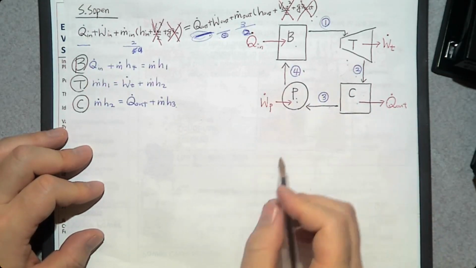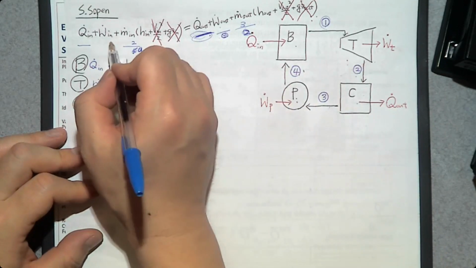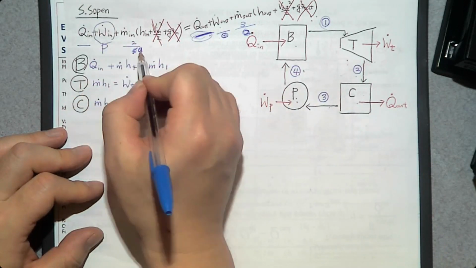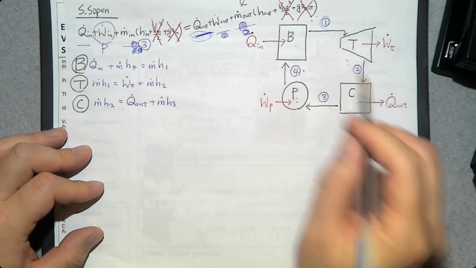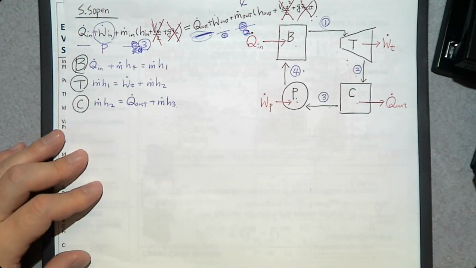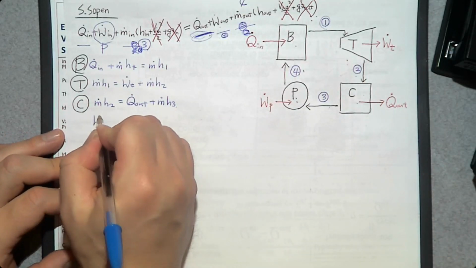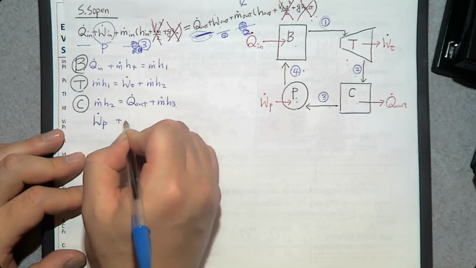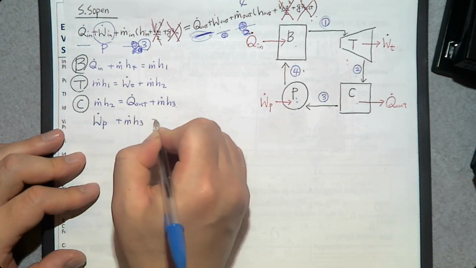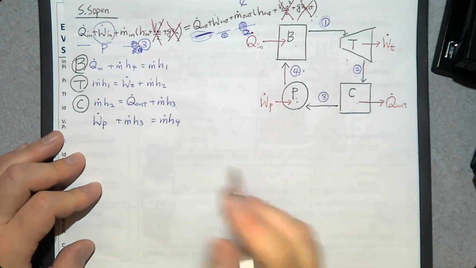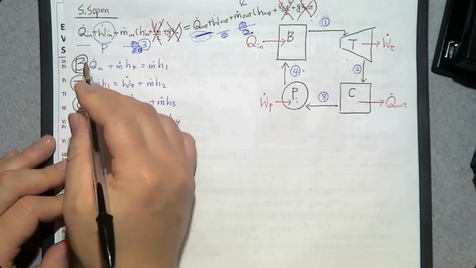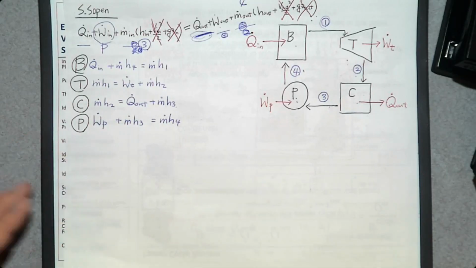Then this pump, we have W dot in, which is pump. The inlet is number 3. The exit is number 4. So this one is W dot P plus m dot H3 is m dot H4. That is the pump. Okay. So that's how we get the energy balance equation for each component.